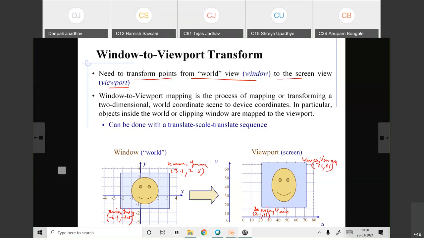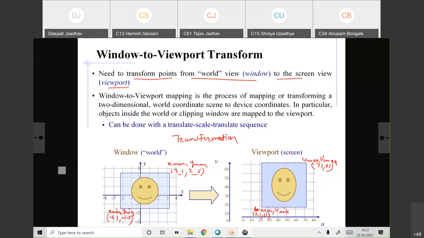Means this window coordinates minus 2.1, minus 1.5, X min, Y min, I want to transform it to the U min and V min with 21, 61. And the same Y coordinates, this X max and Y max, 3.1 and 2.5, I want to convert it into the U max and V max, 71 and 61. Means here we need to use the transformation that we have studied already in 2D and 3D transformation. So using that transformation, we can convert this X and Y coordinate to the required U and V coordinates on the viewport.